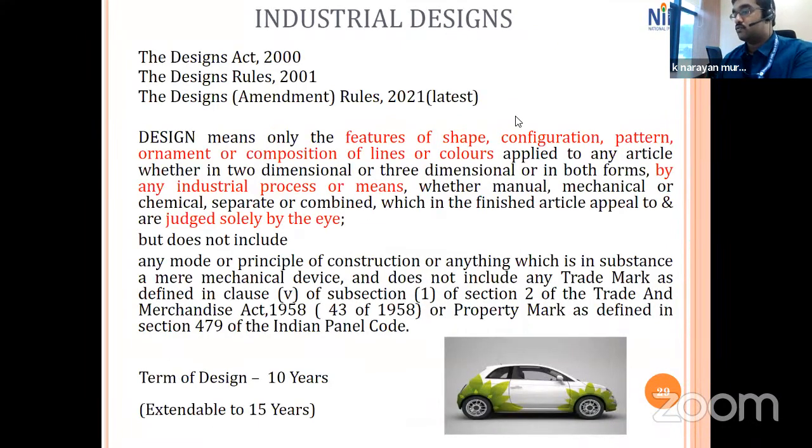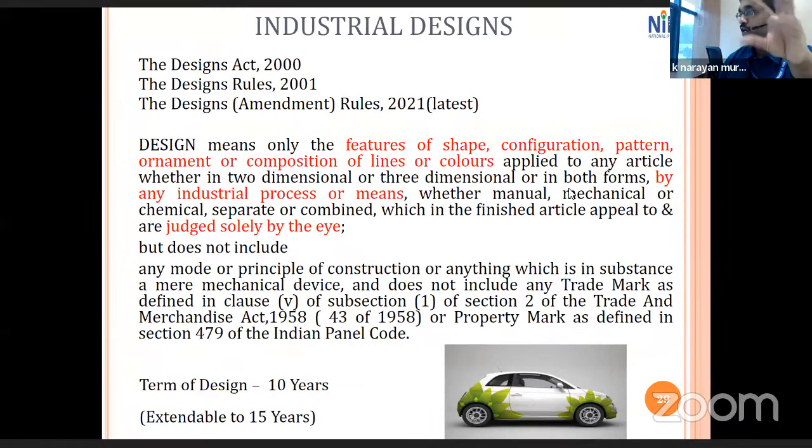Okay, so we come to designs, which is the second IP, right? So designs, you have Designs Act 2000, Designs Rule 2001, and some of the keywords over here are shape, configuration, pattern, ornament, composition of lines or colors. If you find these keywords, then it comes under design. The term of design is 10 years, extendable to 15 years.